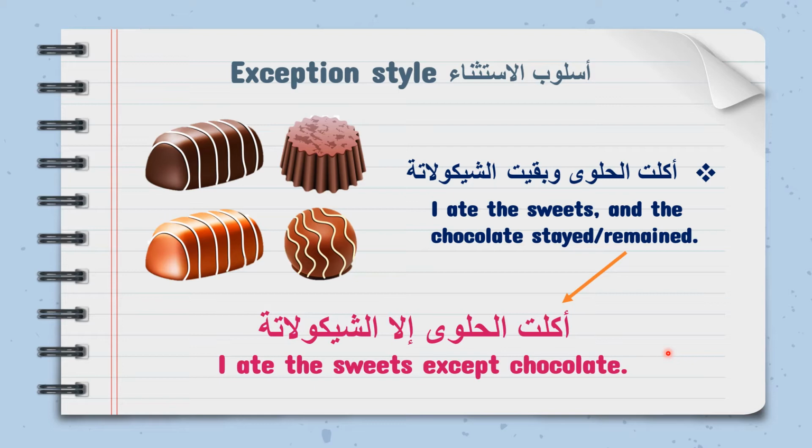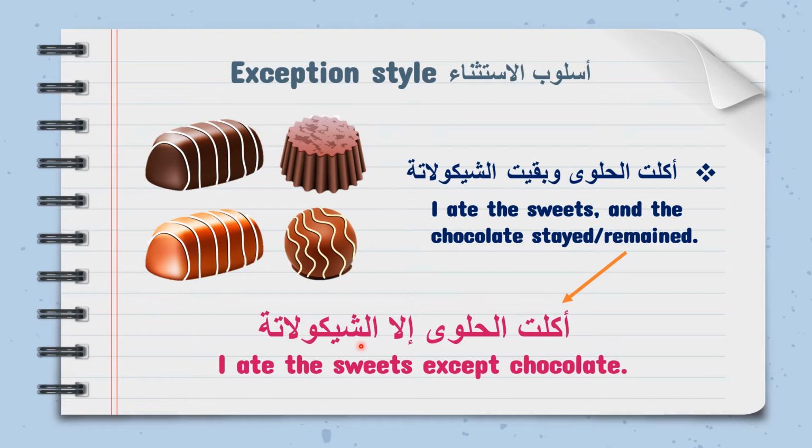While writing in exception style, you can convert it into a much simpler form. Like, I ate the sweets except chocolate. In Arabic, it will be أكلت الحلوى, which remains the same as in the first sentence. And then comes the exception tool, إلا, instead of وبقيت, which means remained.